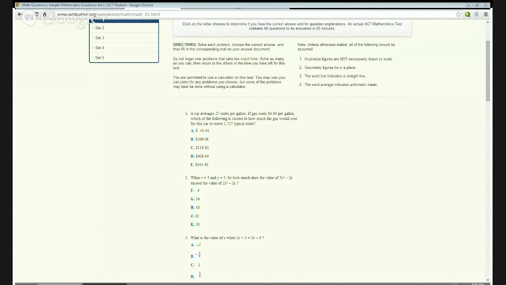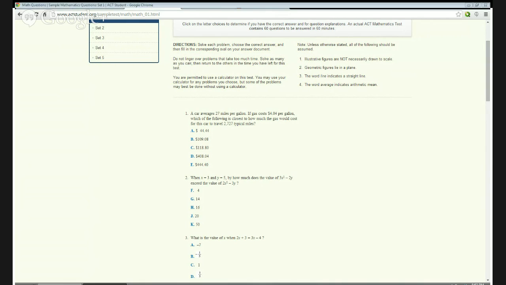Okay, the next question is a pretty straightforward algebra question. They say when x is 3 and y is 5, how much does the value of 3x squared minus 2y exceed the value of 2x squared minus 3y? So a few things we want to know here. Exceed means how much more, right? So they're saying how much more is 3x squared minus 2y than 2x squared minus 3y?